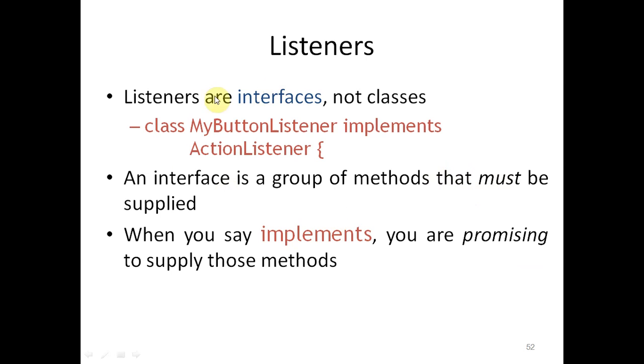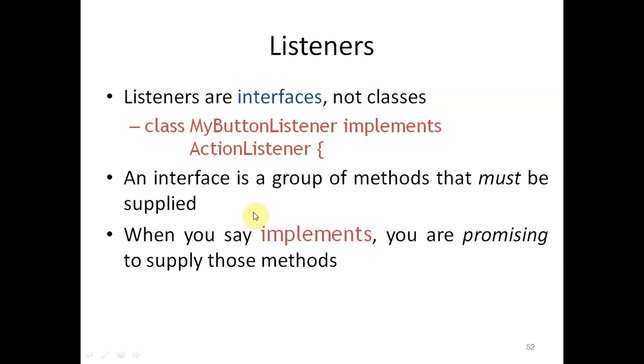So we have given here this line: class MyButtonListener. This is the name of the class, a user defined class, and it implements ActionListener. ActionListener is the interface which is required to implement while doing button events.